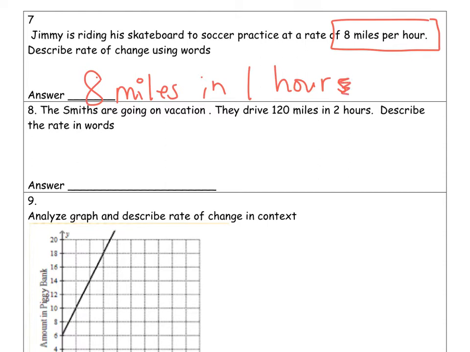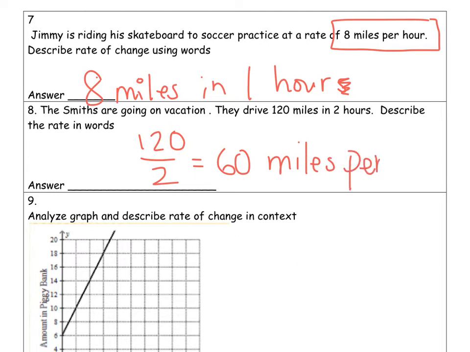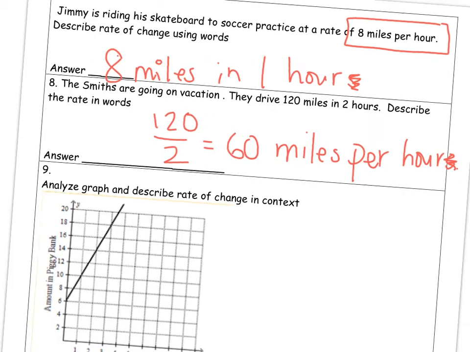The Smiths are going on a vacation. They drove 120 miles in 2 hours. 120 miles in 2 hours, which is 60 miles per hour. Oh, I did it again. Okay, number 9.